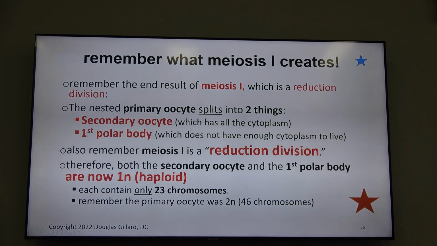But the key is to remember this is a reduction division. So the secondary oocyte now has only 23 chromosomes. There's no more pairs. It's not a diploid. It's 1n, which is like half a diploid, or haploid. Okay, so that's the reduction division. Remember, the primary oocyte was 2n, 46 chromosomes. Now we just split that in half.